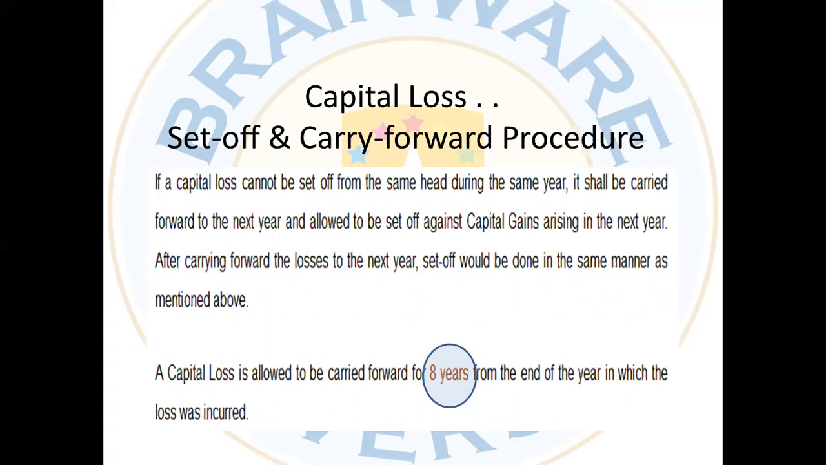Now, if a capital loss cannot be set off from the head during the same year, it shall be carried forward to the next year and allowed to be set off against capital gains arising in the next year. After carrying forward, the set off of losses in the next year would be done in the same manner as mentioned above, but it should be for a maximum of 8 years. So if you are incurring a loss in a particular year, and in the coming consecutive years you don't have any gain, that loss will be carried forward continuously, but that is only allowable up to 8 years. So carry forward is allowable for capital loss only for 8 years.